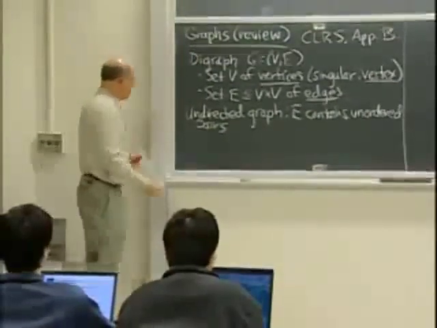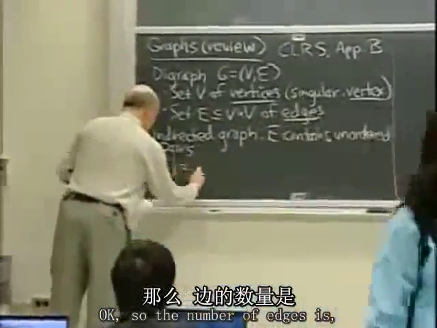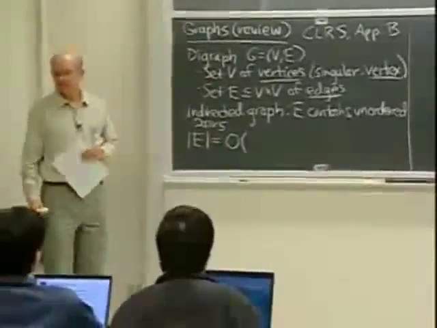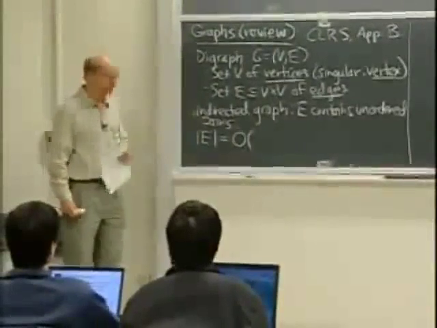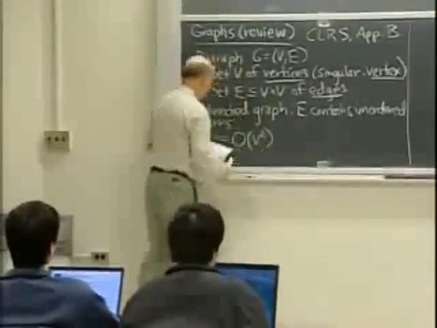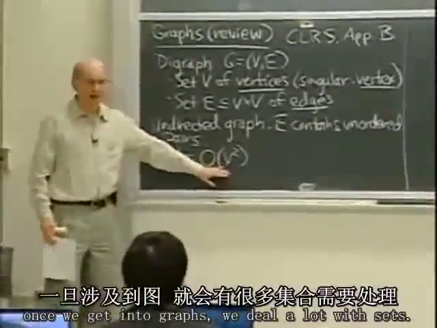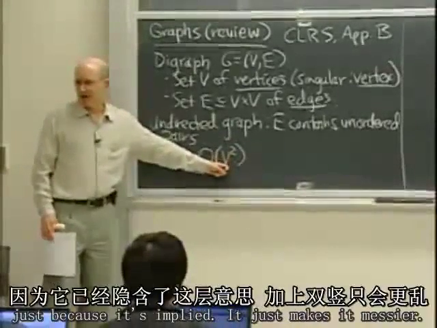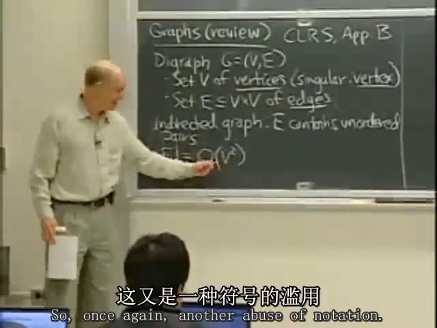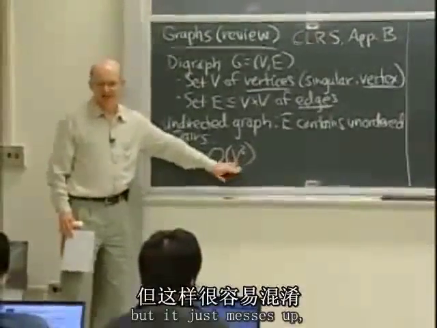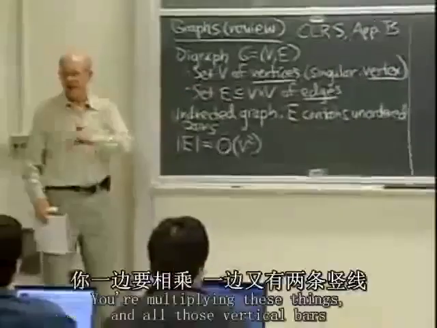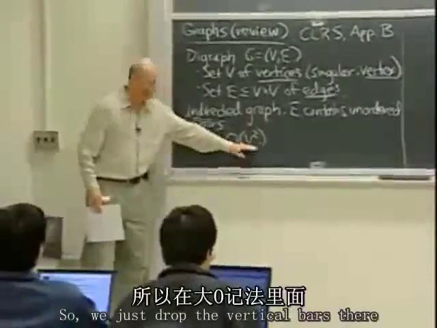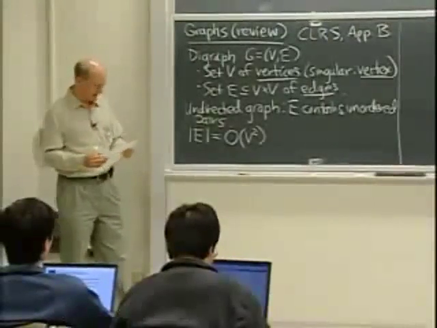Good. So the number of edges, whether it's directed or undirected, is O of what? V squared. Good. One of the conventions we'll have once we get into graphs, since we deal a lot with sets, is that we generally drop the vertical bar notation within O's because it's implied. It just makes it messier. So once again, another abuse of notation. It really should be order the size of V squared, but all those vertical bars get messy, so we just drop them when it's in asymptotic notation.